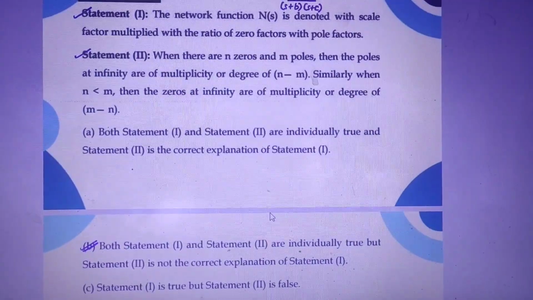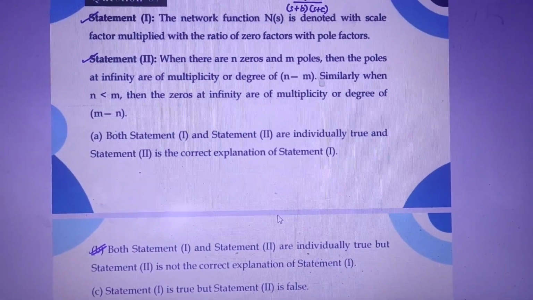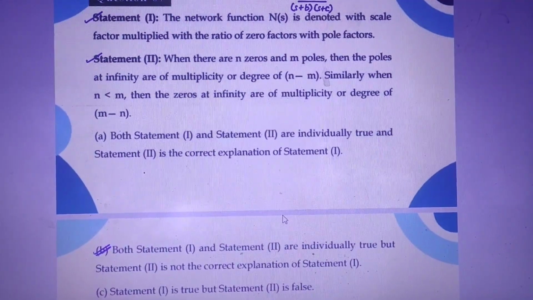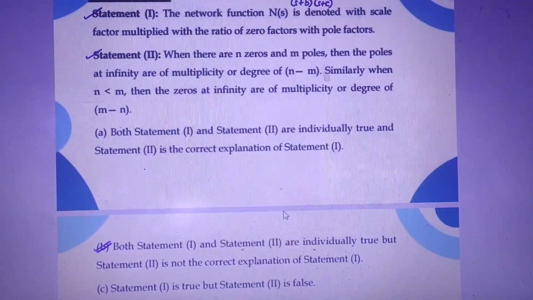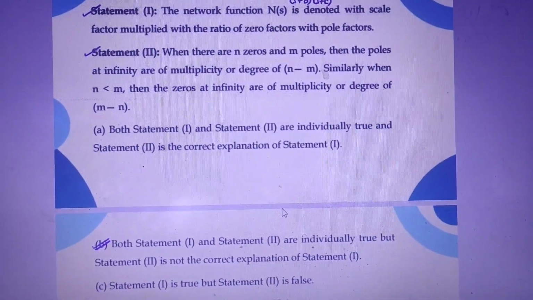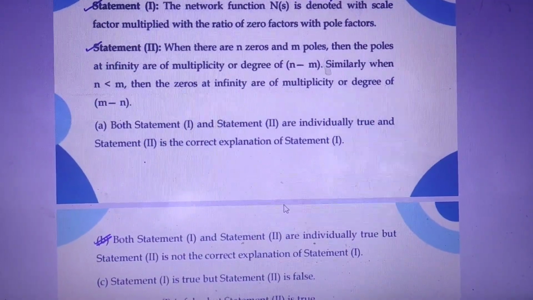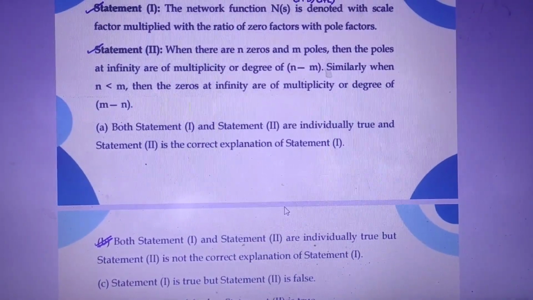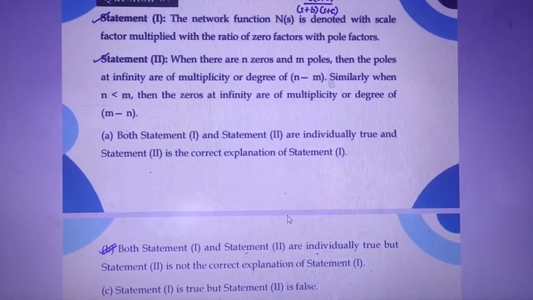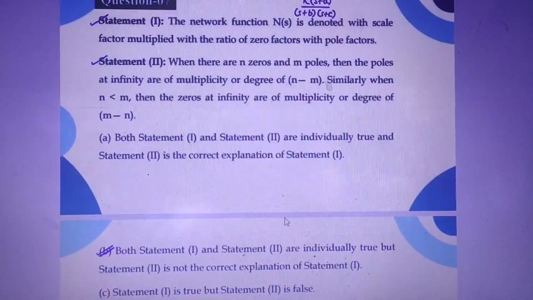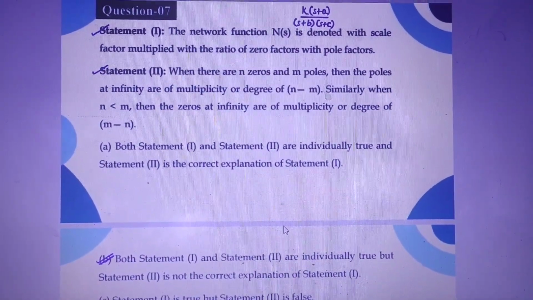In this statement, the network function N of s is denoted with a scale factor multiplied with the ratio of zero factors with pole factors. That is the right statement. In statement 2, where there are n zeros and m poles, then poles at infinity are of multiplicity or degree n minus m. Similarly, when n is less than m, the zeros at infinity are of multiplicity or degree m minus n. In this, both statements are correct, but they are not interlinked to each other.